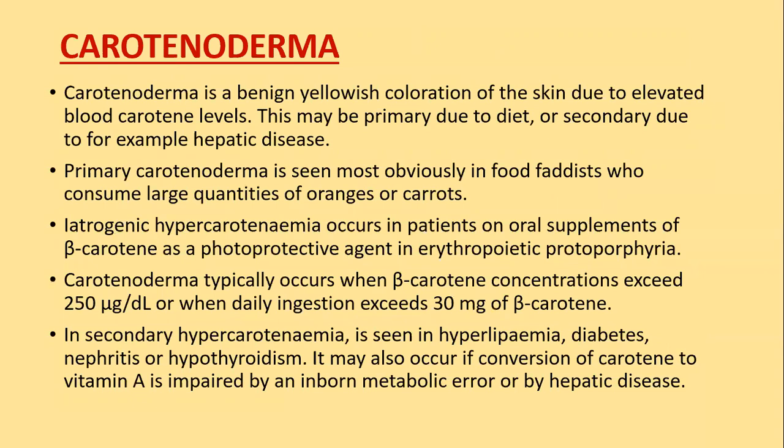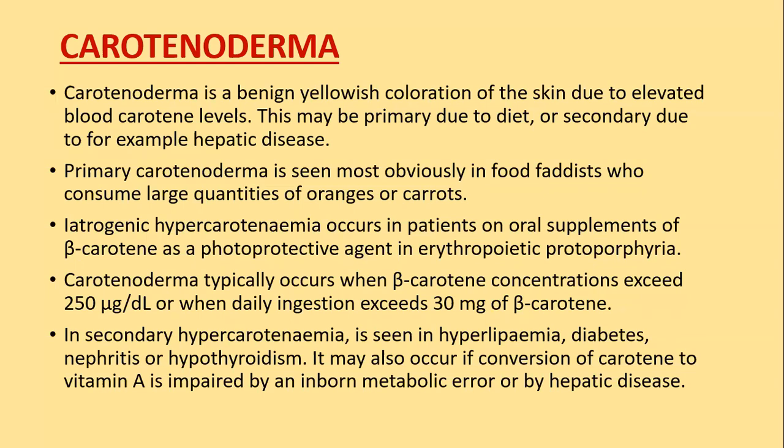Carotenoderma. The carotenoderma is benign yellowish coloration of skin due to elevated blood carotene levels. This may be primary due to diet or secondary due to, for example, hepatic disease. The primary carotenoderma is seen most obviously in food fetishists who consume large amount of oranges or carrots.